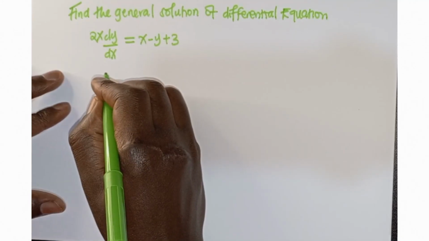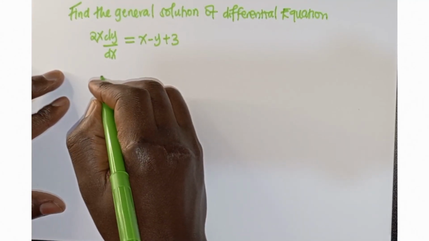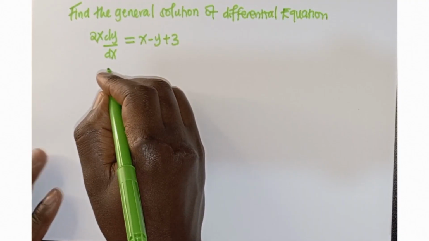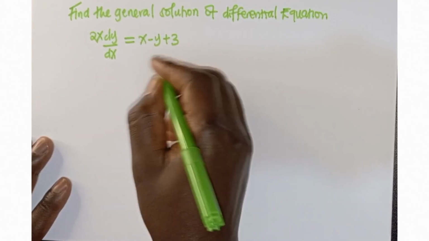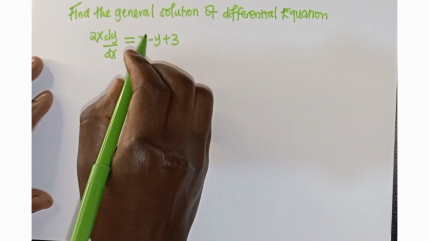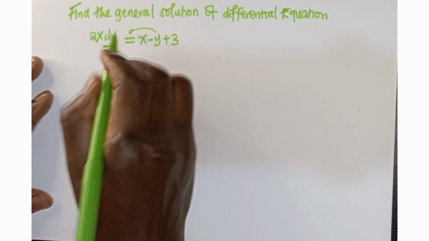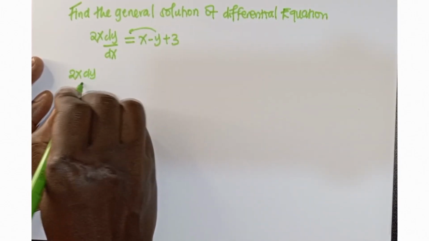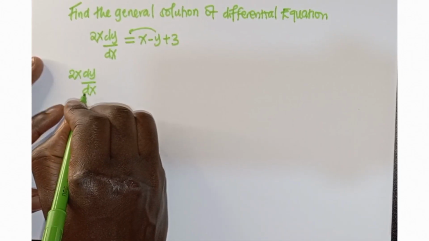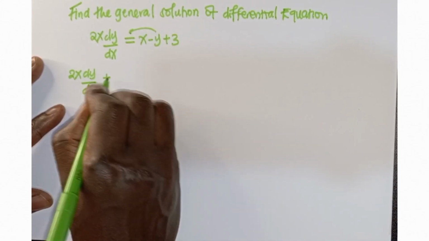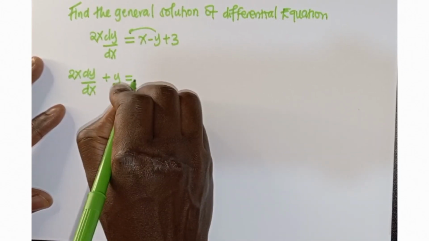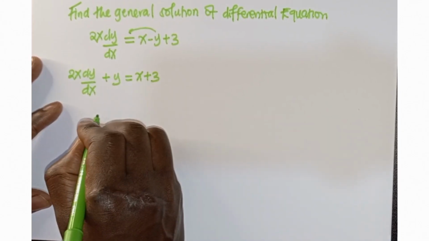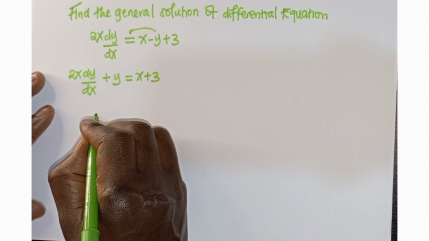To deal with such a DE, it is also a linear DE. So what we do, we bring this side, so we shall have 2x dy by dx plus y is equal to x plus 3. So what do we do next?